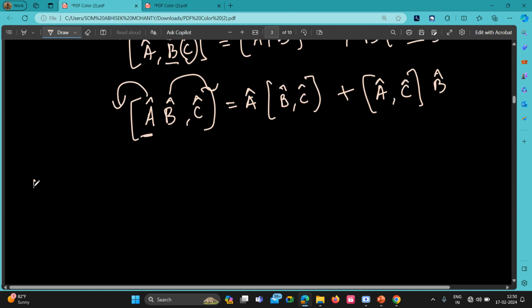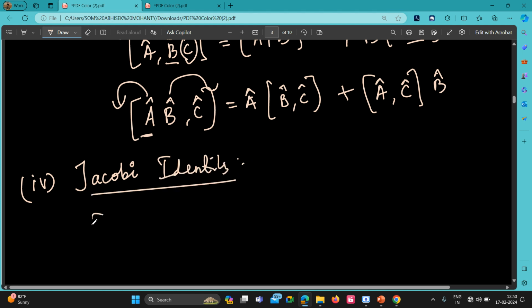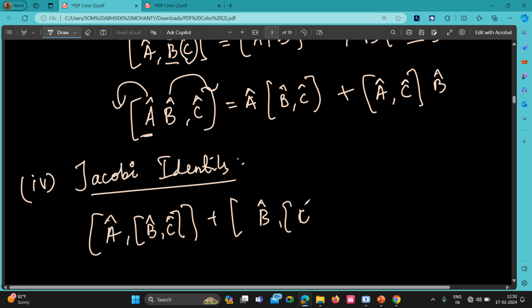Next property is the Jacobi identity: the commutator A, B, C is equal to 0.